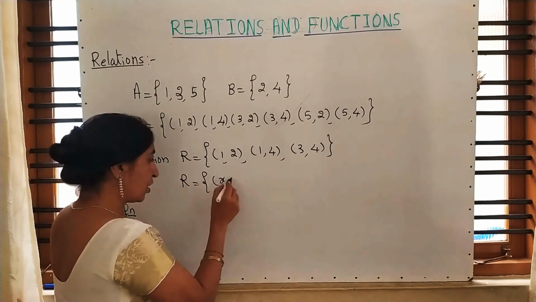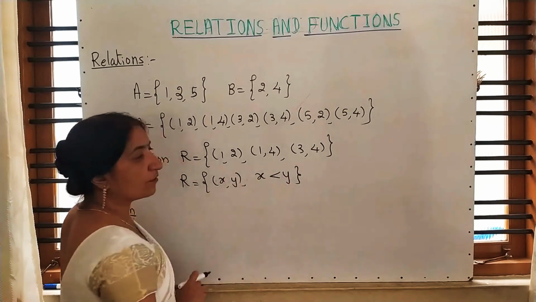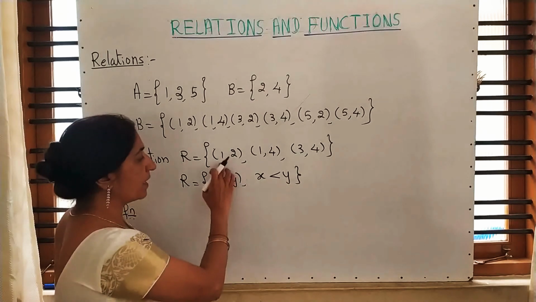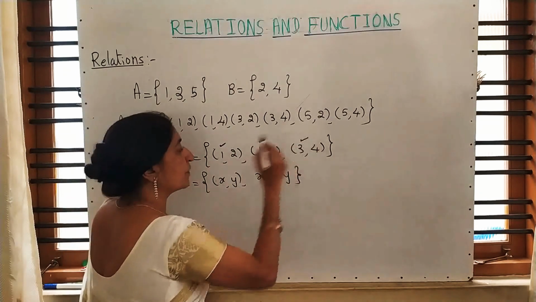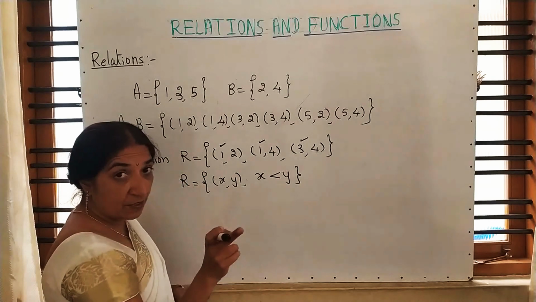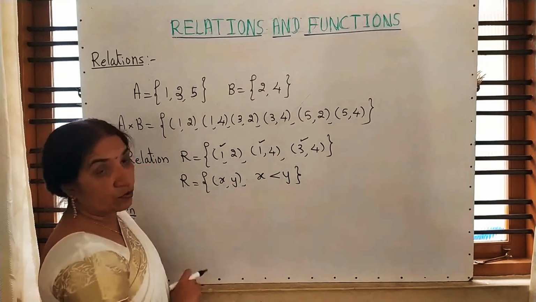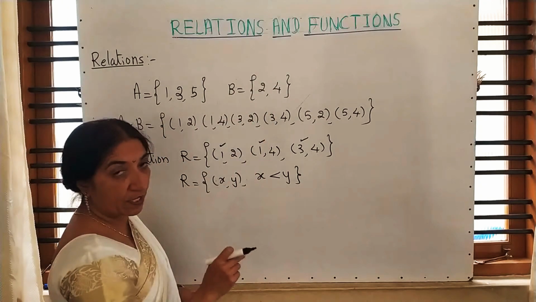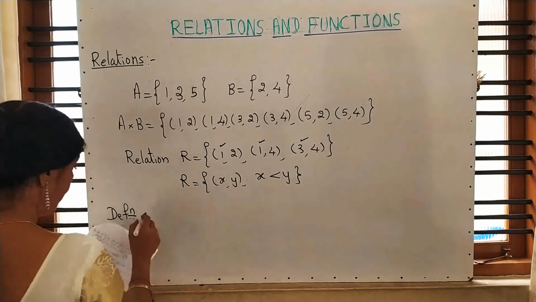R is a relation. How are they related? The first element is less than the second element. Like this we are selecting. In general the first element is denoted by X and the second element is denoted by Y. In each ordered pair, in this relation, the first elements are called the domain and the second elements are called the range. The complete second set is called the codomain. I will give each and everything separately. So now I am giving you the definition.